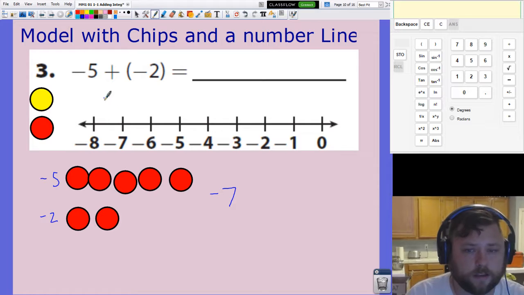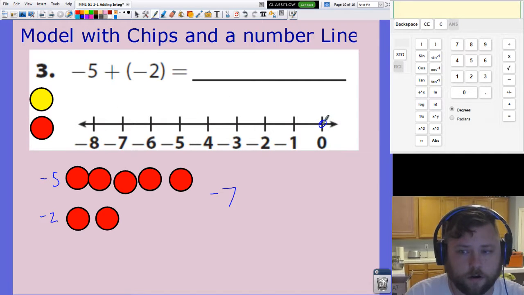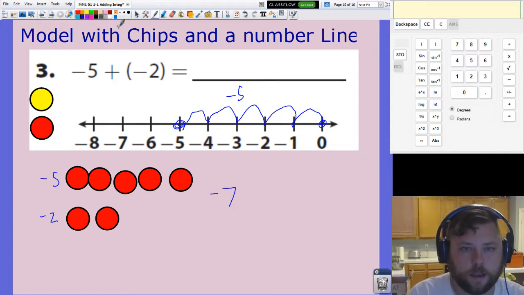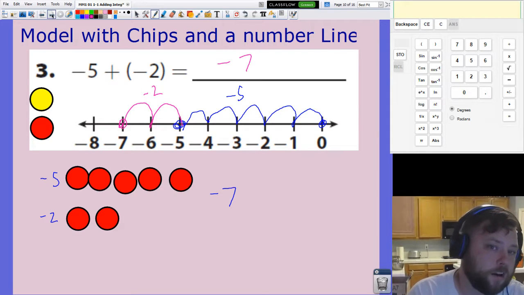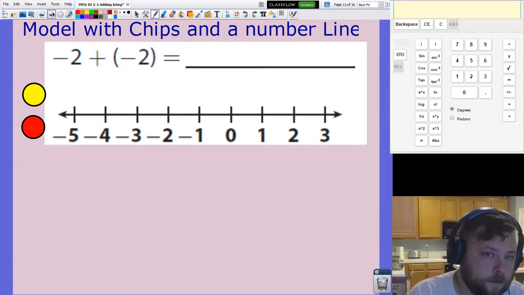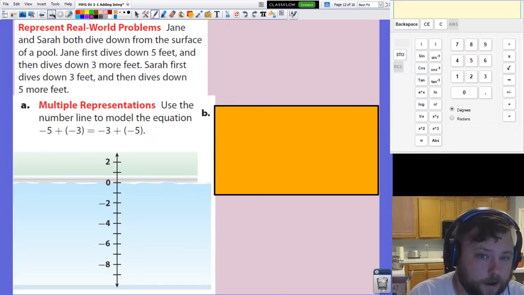I can also write this on a number line. So if I start at 0 and I start with negative 5, so I go down 1, 2, 3, 4, 5, end up here. And then I want to add negative 2 to it, so I go down 2. I'm going to end up here, which is at negative 7. All right. I'll leave you do this one at home because I've done a lot of these already.